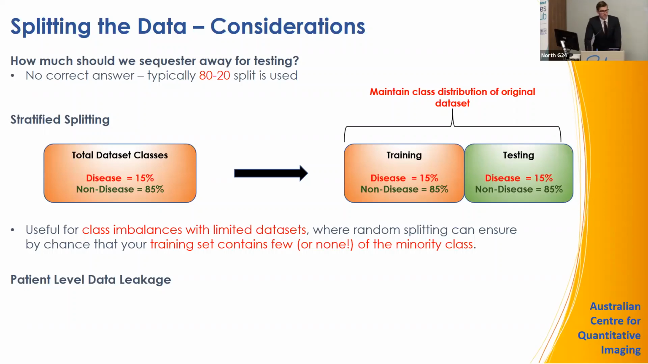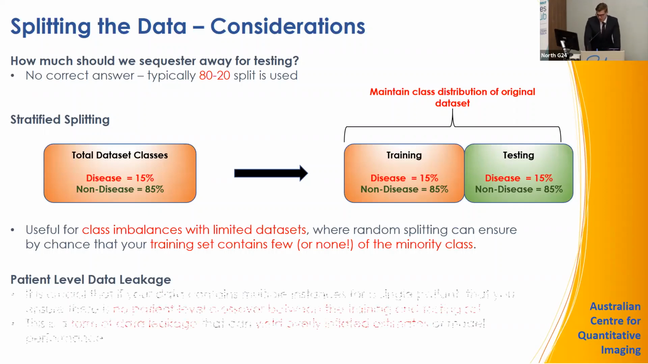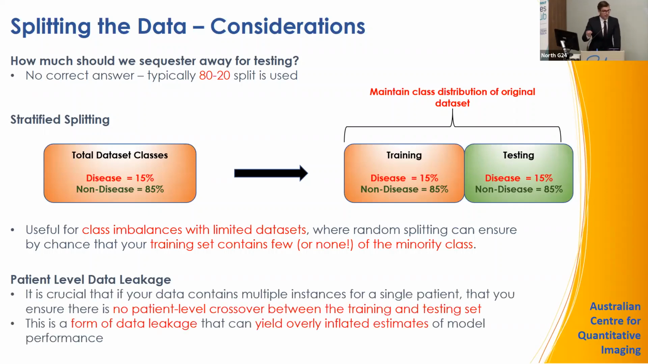One thing I want to stress as well is patient-level data leakage. So it's crucial that if your data contains multiple instances of a single patient, you ensure there is no patient-level crossover between your training and your testing set. Okay, this is a form of data leakage, because what that means is that when your model is being tested on that example in the testing set, it's already seen that patient before in the training set. So if you have a data set that does have multiple instances for one particular patient, which is common, you need to make sure that this is done.